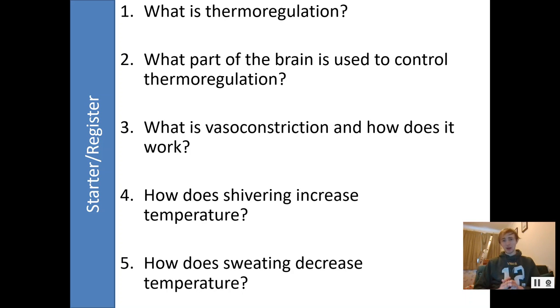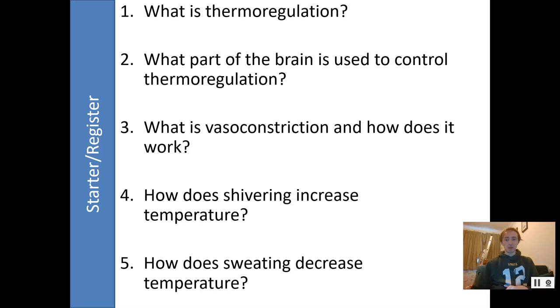What is thermoregulation is the first question. What you should have written down is that thermoregulation is how your body maintains the correct body temperature. The part of the brain that is used to control thermoregulation is the thermoregulatory center in the hypothalamus. Vasoconstriction is where blood vessels near the surface of your skin constrict, squeeze, or close to prevent blood getting near the skin so that you lose less heat.